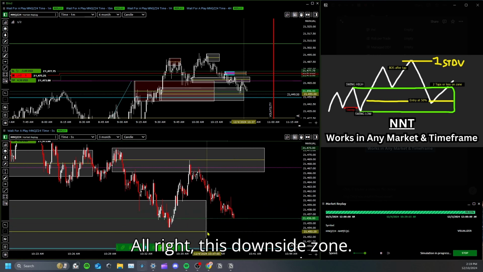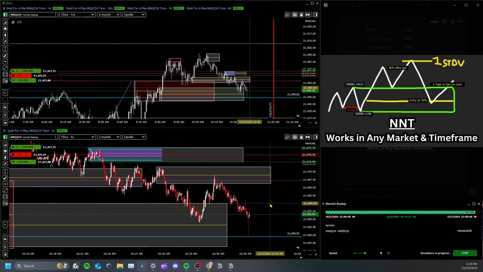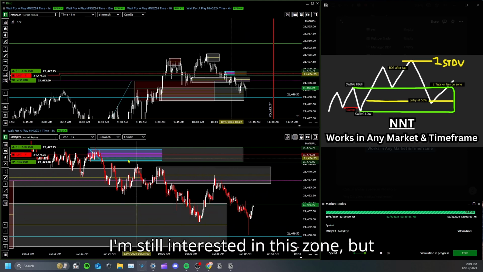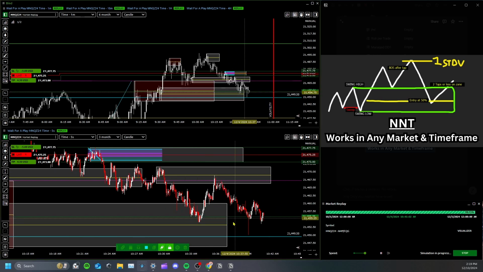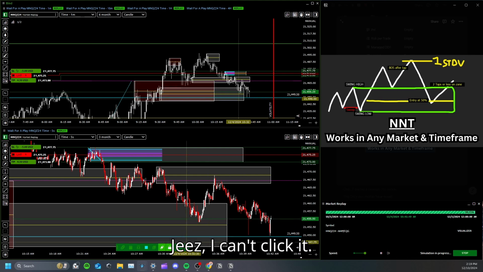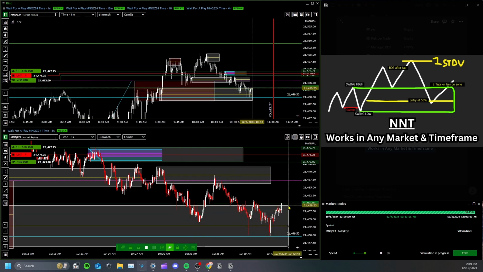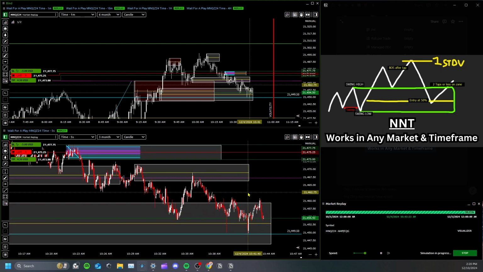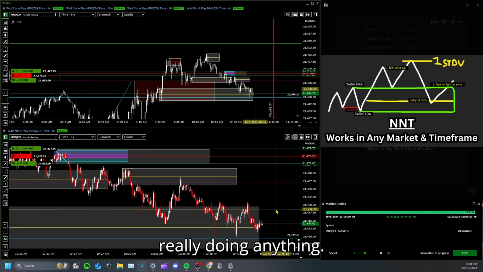Alright. This downside zone, I'm still interested in this zone, but it's becoming less and less appetizing just because of how far we've come. Jeez, I can't click it. There it goes. It's holding. Not really doing anything.